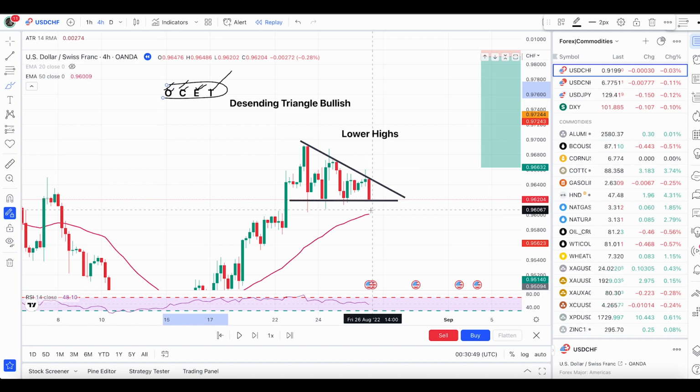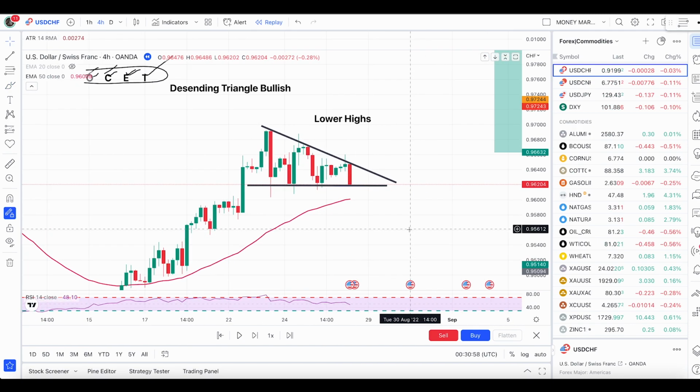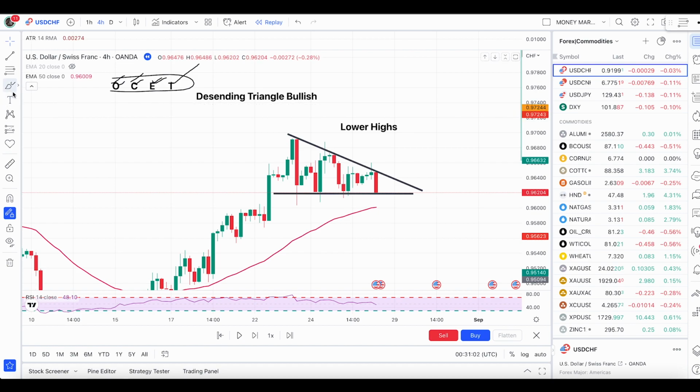So with that being said, let me give you the full rules on how to identify a valid pattern, starting with this descending triangle bullish. Now let me walk through the first factor, which is observation. At this point, you observe the market and you look for a possible pattern. So what do you see right here? You see the price is pushing up, and here you see a possible formation of a descending triangle. So here we can see a possible trading setup.